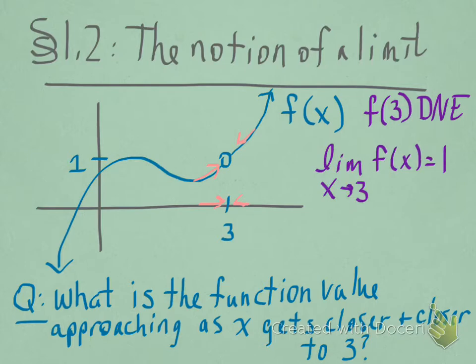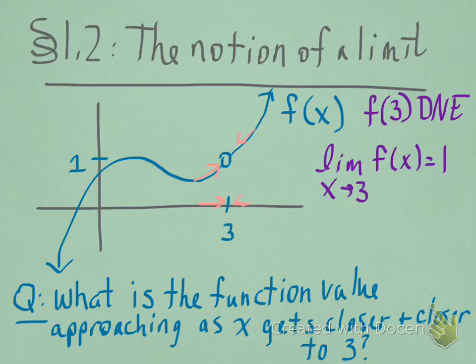And what you'll see is that it looks like they're getting closer and closer to 1. And in fact, that is what is happening. And so mathematically, we would say that the limit as x goes to 3 of this function f of x is equal to 1. And we denote it as I have written here, limit as x goes to 3 of f of x equals 1.